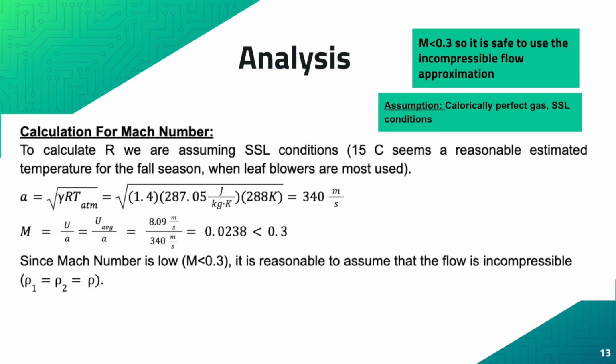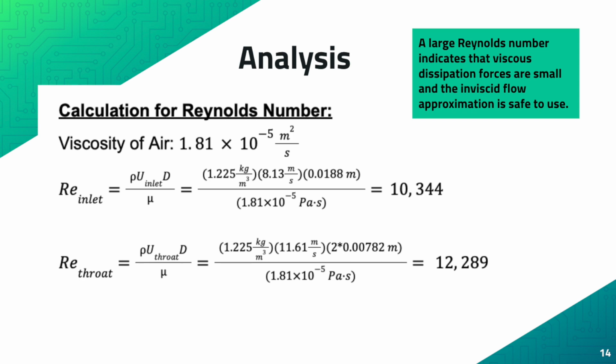Using the average of the speeds inside the carburetor in SSL conditions, we found the Mach number. The low Mach number obtained justifies the use of the incompressible flow assumption, since it is well below 0.3. We also wanted to make sure we could use the inviscid flow assumption. Since the fuel mixture consists of mostly air, we used the viscosity of air to obtain Reynolds numbers above 10,000 at both the inlet and outlet. Therefore, we're able to use the inviscid flow assumption for our analysis.